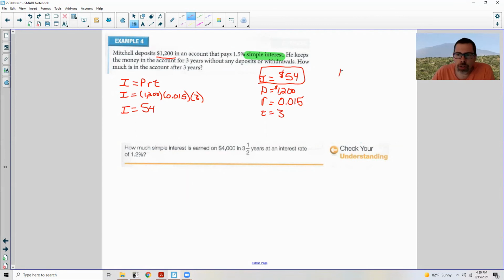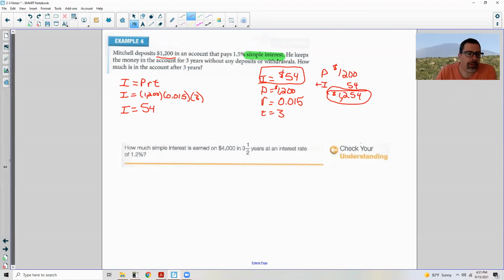Well, he put $1,200 in for principal, and you take the principal and you add the interest. And the interest was $54. So therefore, at the end of 3 years, he'll have $1,254 in the account. So this is the answer to the question. Okay, that's that.